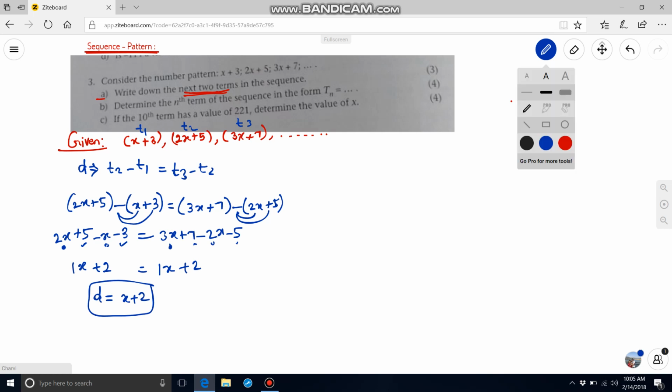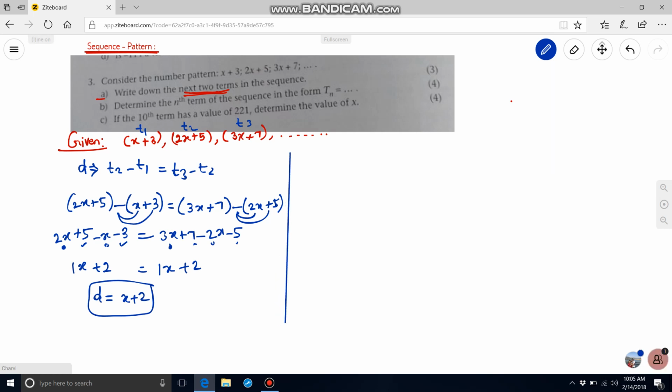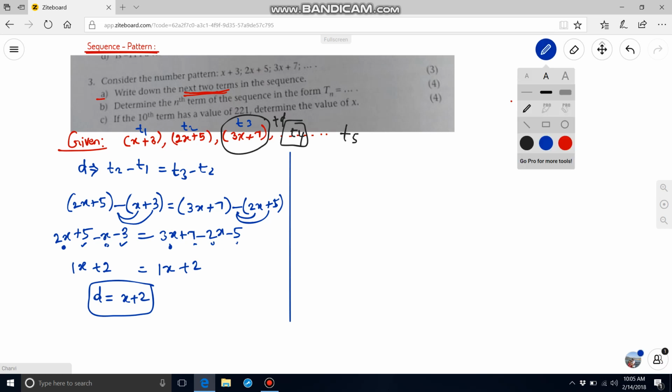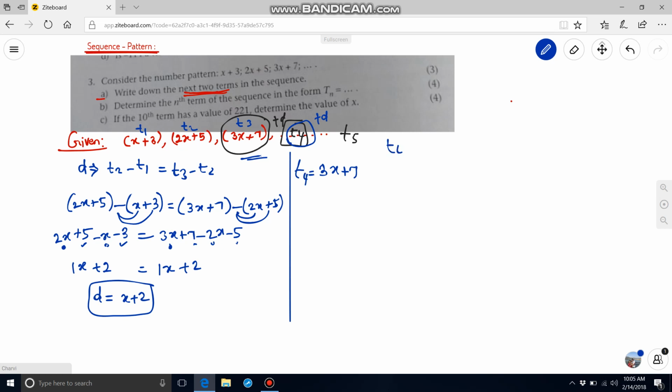So here we need the answer for question A. We have to continue with the fourth and fifth number, so I am writing the sequence. This is the third term, the last term given in the question. This should be added with the difference to get T4. Similarly, to get T5, this T4 must be added with the difference again. My third term is 3x plus 7. To find T4, I am going to use the formula T3 plus difference.